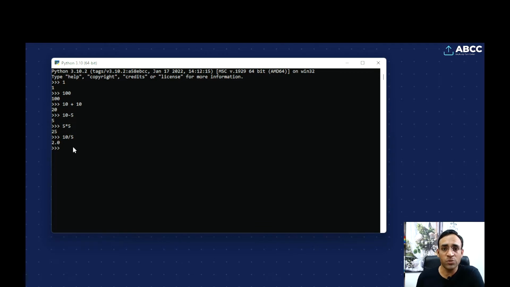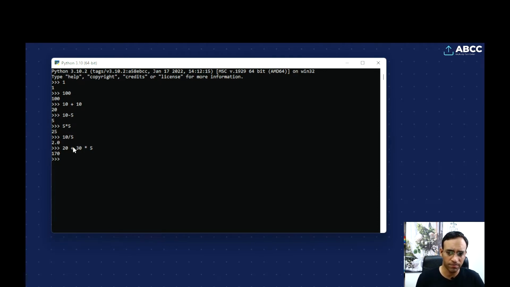Can Python manage multiple operations in one command? Let's try it out. I'm going to write 20 plus 30 multiply 5. I'm going to hit enter. Here my answer is 170. 30 multiply 5 is 150, plus 20 is 170. That is correct. Python is understanding what we are doing very well.